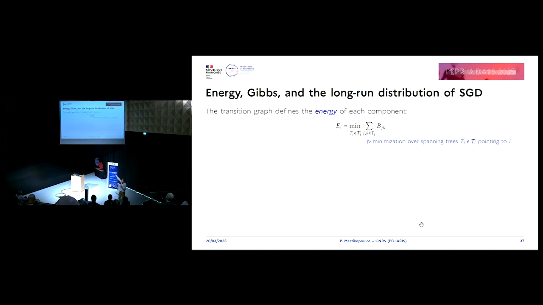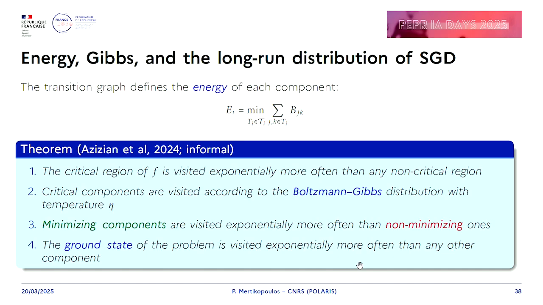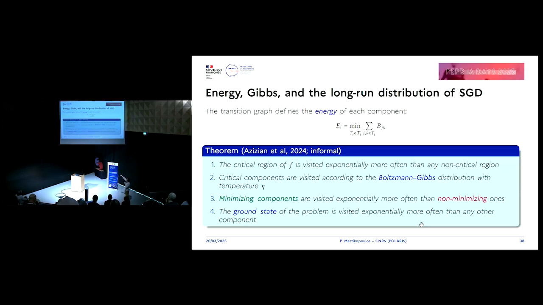All right. These energy levels incorporate all the statistics of the noise and the global geometry of the function f, and in the end, what you can show, at least informally, is the following result: first of all, the critical points of f are visited exponentially more often than any other point. Okay, so this is at least good. We know that the time that SGD spends away from critical points is exponentially small. You can also show that critical components are visited according to this Boltzmann-Gibbs distribution that I showed you before, but not with respect to the function value, but with respect to these energy levels, all right?